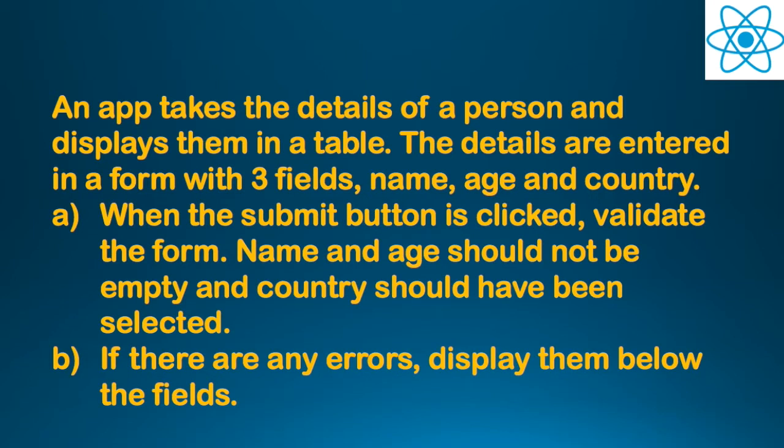So an app takes the details of a person and displays them in a table. The details are entered in a form with three fields: name, age, and country. Name and age would be text fields, and country is a drop down. When the submit button is clicked, validate the form. So we want to validate it when the submit button is clicked.